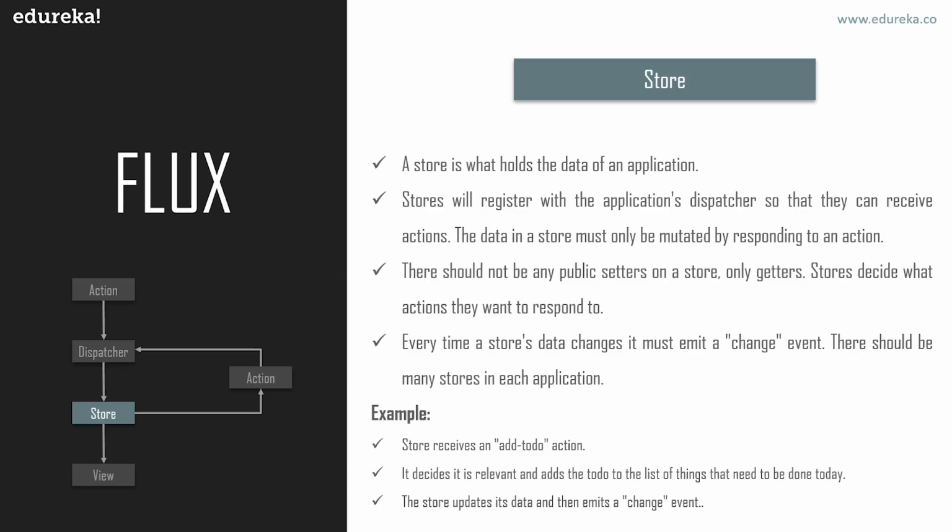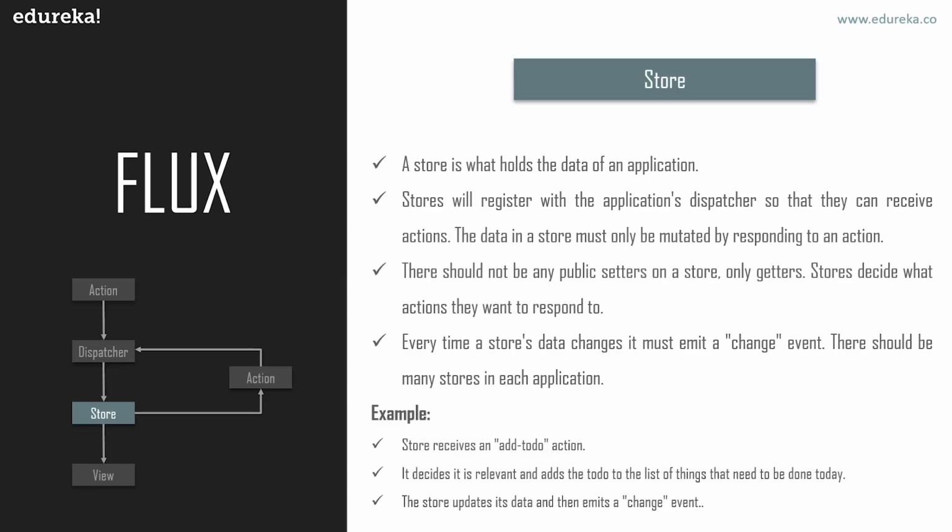So the store is getting an action via a dispatcher. And then the store decides what actions it wants to respond to. Every time a store's data changes, it must emit a change event. So the store does some processing and then decides which actions need to be responded to. And every time a store's data changes, it must emit a change event. There could be, or there should be, many stores in any application when it comes to Flux. But when we study Redux, please remember there is only a single source of truth in a Redux application. So there should be only one store when it comes to Redux.